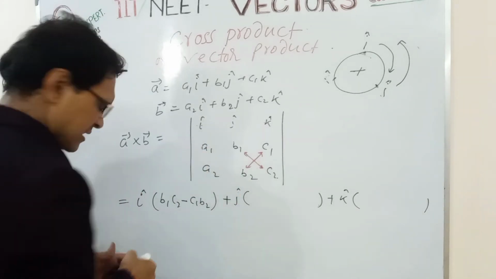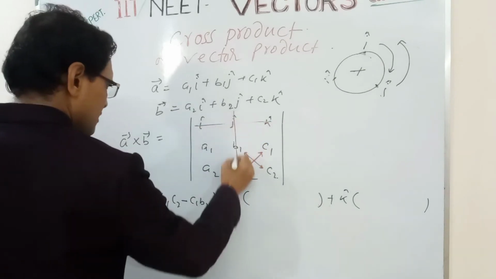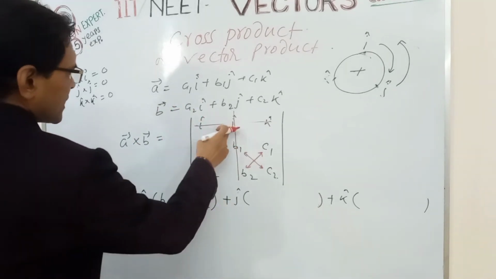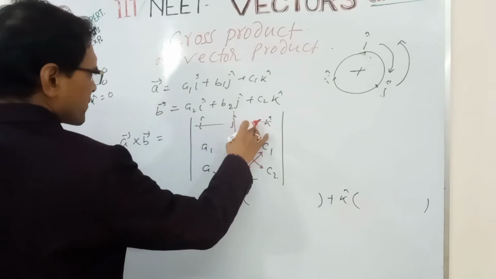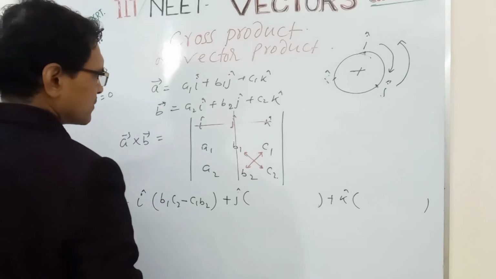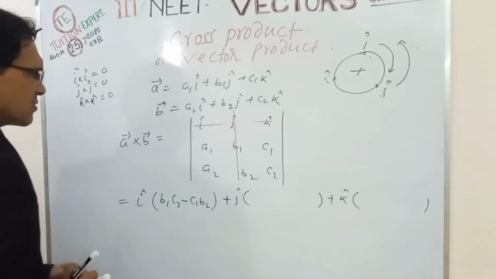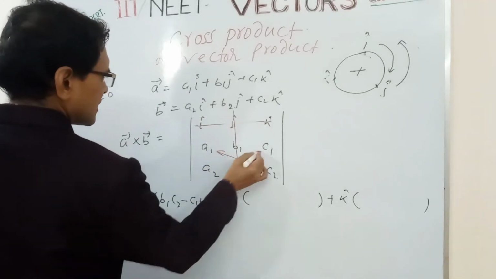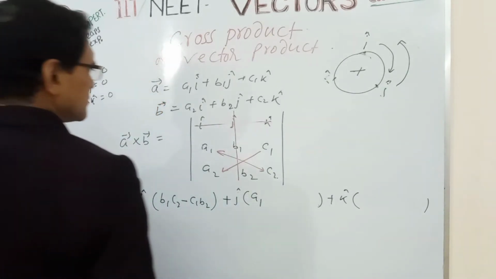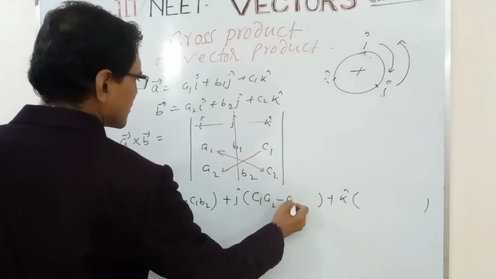When you write this term, then cross this result. Cross this j, that is, cross the row and column in which the j is present. So what remains present? This. So now cross multiply: a1 c2. Always start from the right side. c1 a2 minus a1 c2.